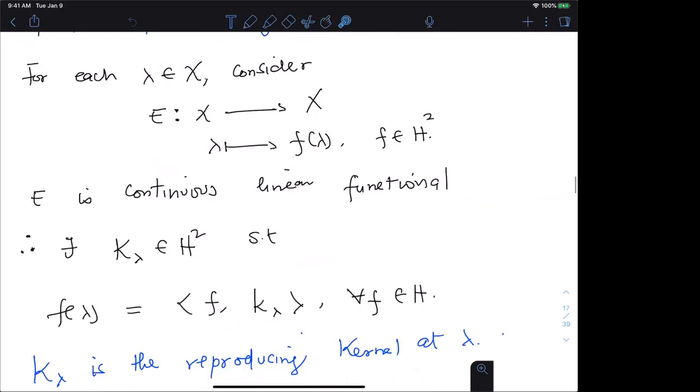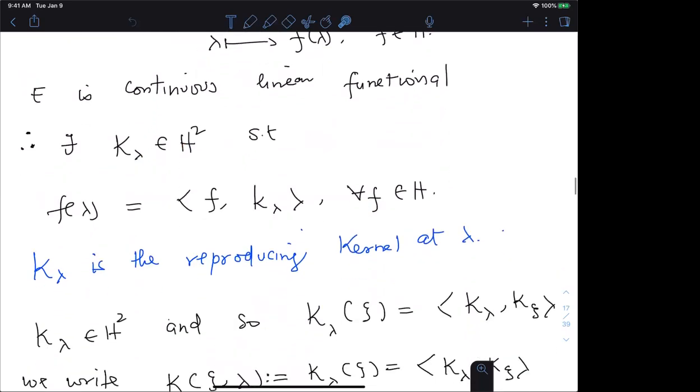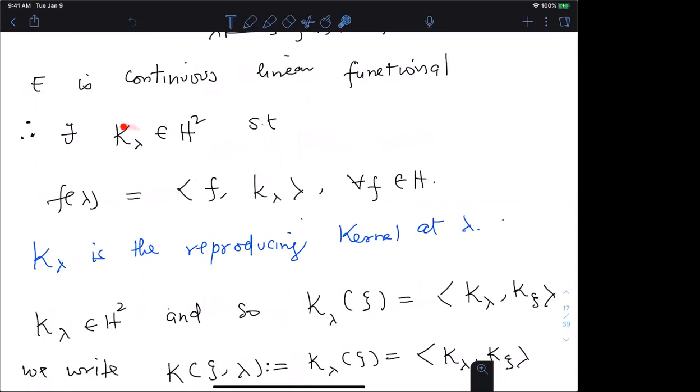That means there is an element k_lambda in the function space such that f(lambda) is equal to the inner product of f and k_lambda, for all f in the function space. Here we call such an element k_lambda the reproducing kernel of the space.